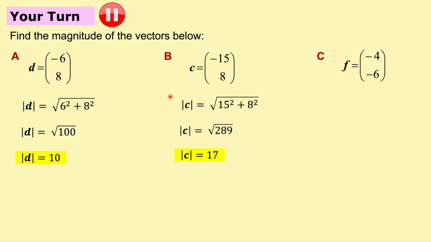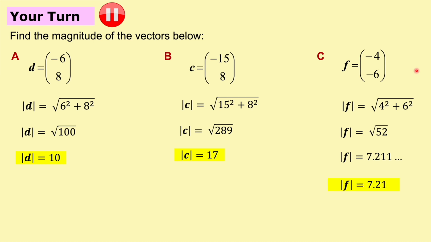And lastly, for F, we've got 2 negatives here, -4, -6 for a column vector. So square root each of those components and add them together. Sorry, the square root of each of the components squared added together, to get the square root of 52. Pop it in your calculator to get a decimal answer and then round it to 2 decimal places. So well done if you got those.